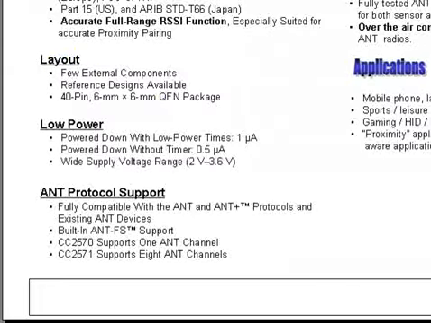A quick rundown on the features and benefits for the CC2570. Extremely superior RF performance, up to 95 dB link budget. ANT-FS function pre-integrated on the CC257X device, leading to extremely low overall system cost and fast time to market. Over-the-air compatibility with all existing ANT products in the market today, as well as accurate full range RSSI functionality suited for accurate proximity pairing.